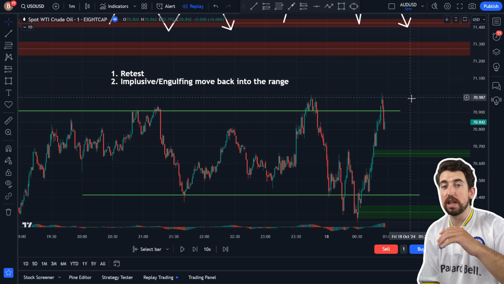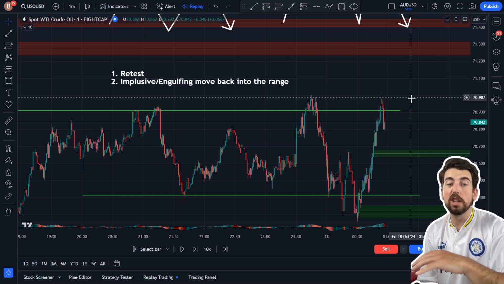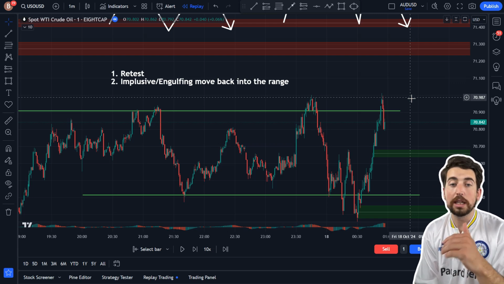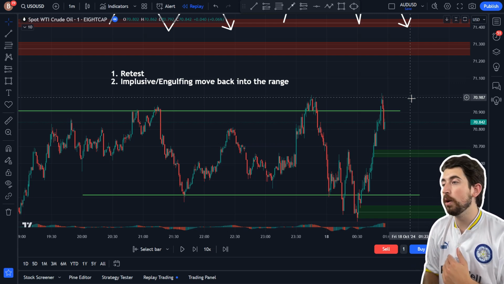Apologies if the screen just went dark there. All I was saying is we're going to look at order blocks and see what is going on. This will be the last thing that we go over.